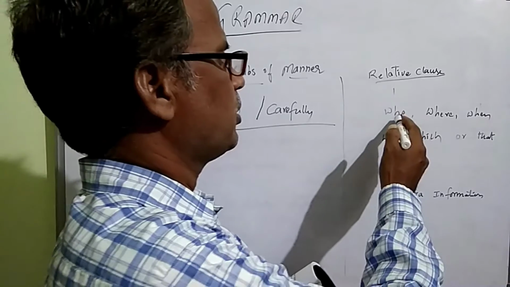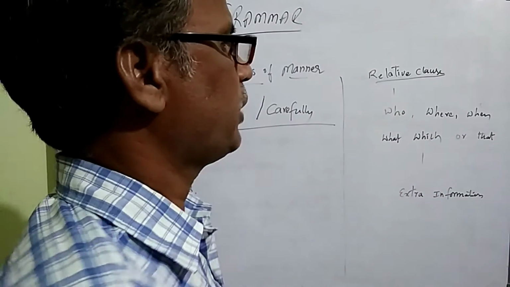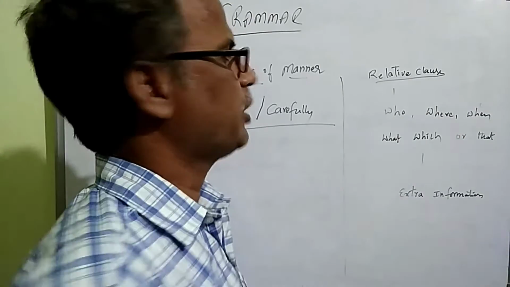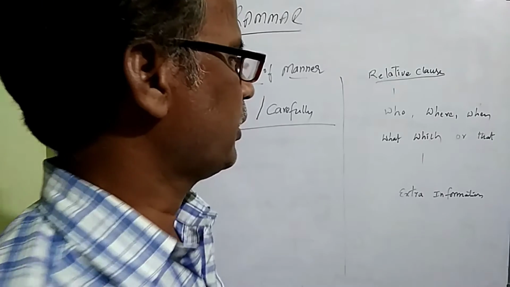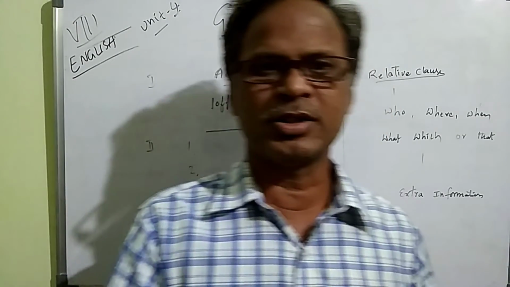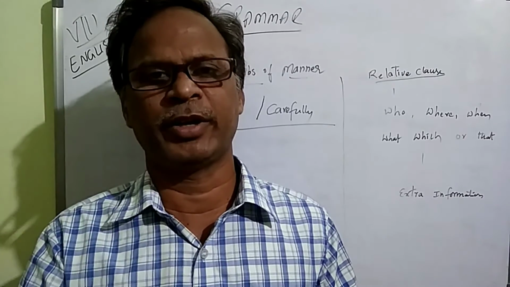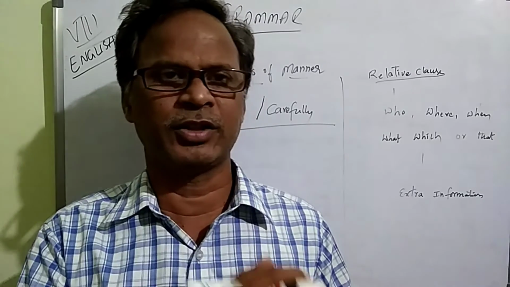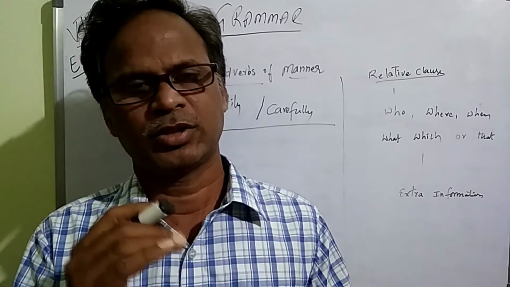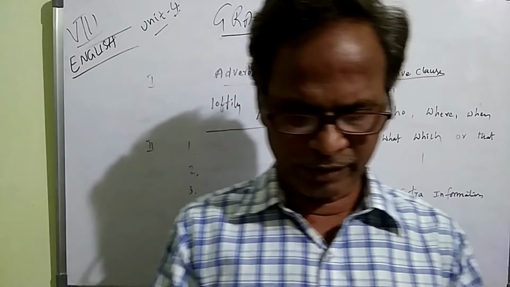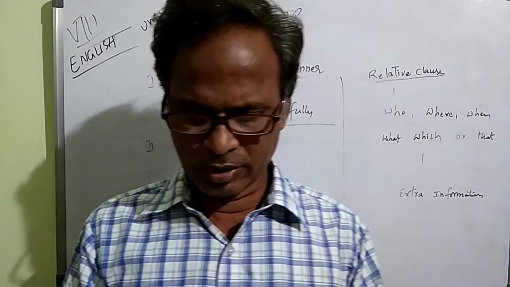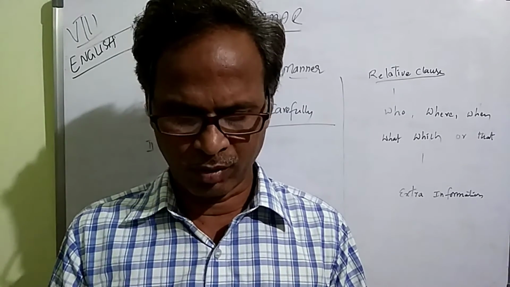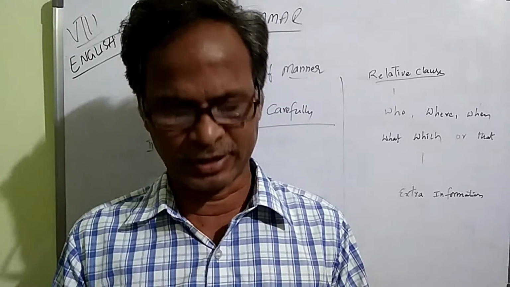Relative clauses begin with who, where, when, what, which, or that. With these the relative clauses will start. That means the relative clause gives extra information which is added to the principal clause or main clause. So that it is used here. It is also given very clearly to you. The relative clause gives extra information about or identifies a person, place, time, or a thing.